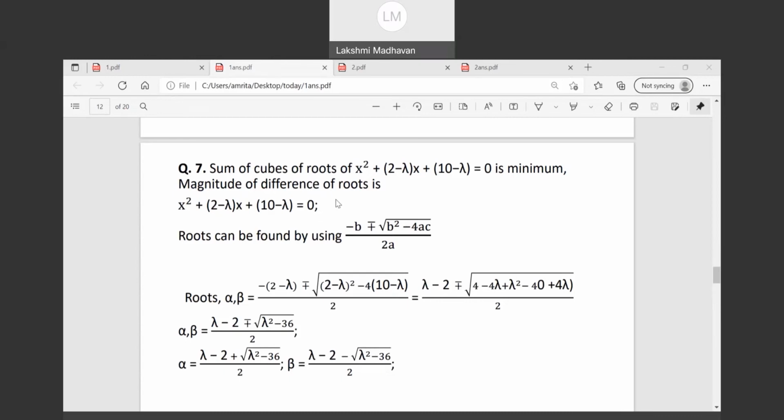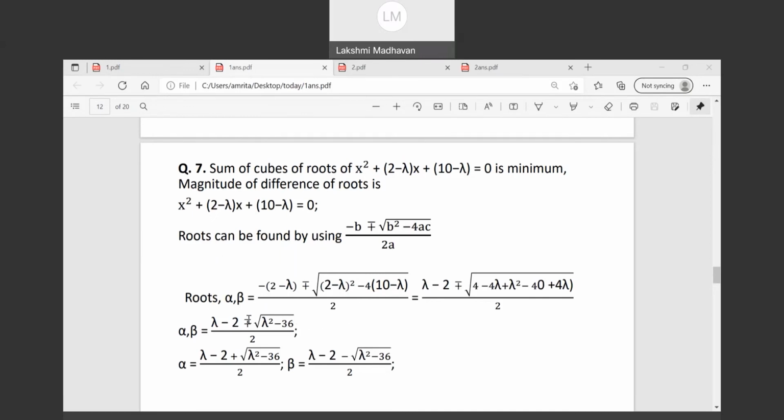So here I'm just going to assume the roots are alpha and beta. And here I have the b term as 2 minus lambda, c as 10 minus lambda, and a is 1 here. So I'm just going to write this equation: minus of (2 minus lambda) plus or minus root of (2 minus lambda) whole square minus 4, a is 1 and c is 10 minus lambda, divided by 2a, so it's 2. So just rearrange and solve this.